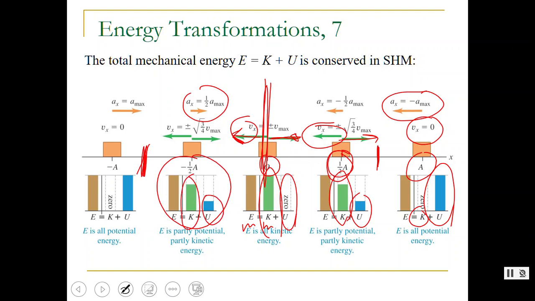And so that pattern is going to keep happening. You're going to be moving to the left, but slowing down, and eventually you're going to come over here where all of your speed is gone because all of your energy is now in the potential energy stored in the spring and the block. Then since your acceleration's to the right, you're going to start moving to the right and start gaining kinetic energy, and this is going to go back and forth forever.